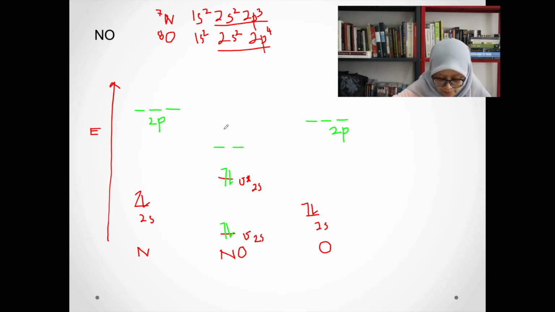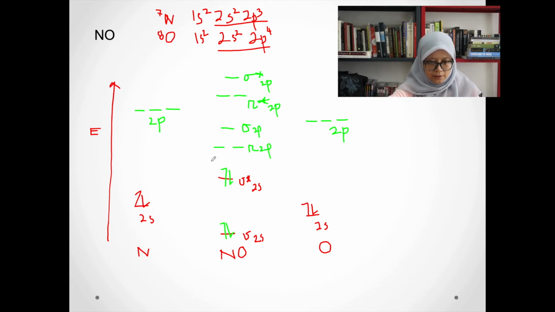And then followed by the sigma, 1 to 1 2. Then followed by pi star and also sigma star. So this is the sigma star 2p. This is the pi star 2p. Then we have the sigma 2p and pi 2p.